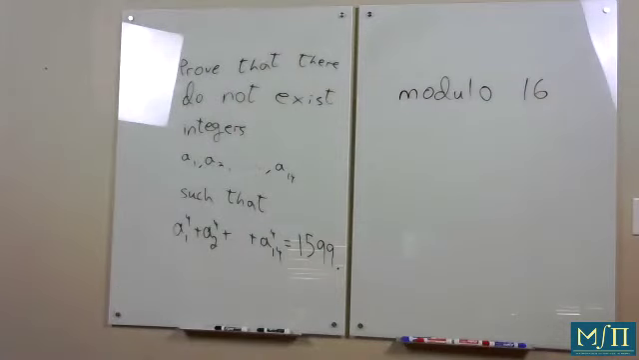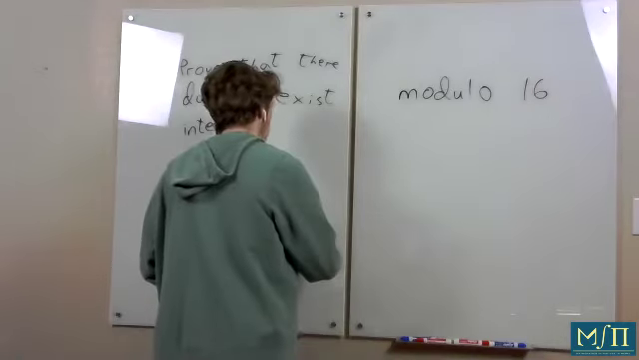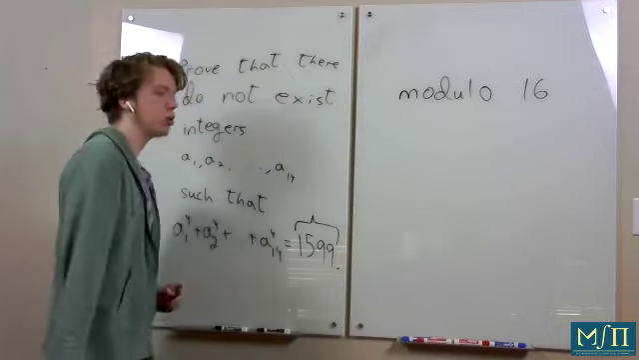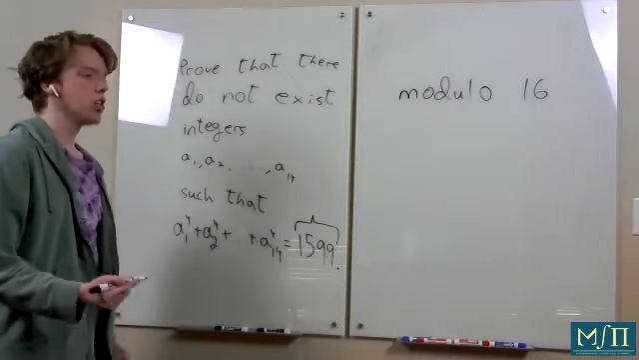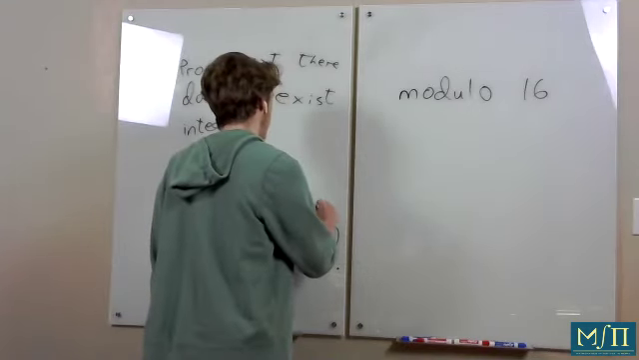Because it turns out to work really nicely. First of all, this number 1599 is 1600 minus 1. 1600 is a multiple of 16. So this is congruent to negative 1 mod 16. So it's congruent to 15 mod 16.